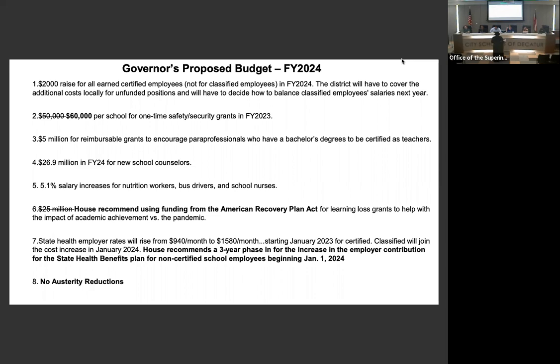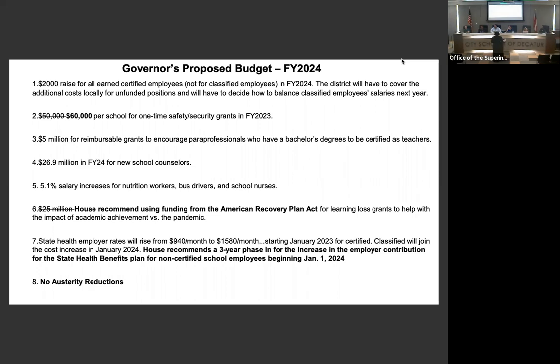$26.9 million have been allocated for new school counselors. School counselors will be fully funded at a ratio of 1 to 450. 5.1% salary increases for nutrition workers, bus drivers, and school nurses. $25 million for learning loss grants was initially proposed by the governor, and the House is recommending that schools use their funds from the American Rescue Plan Act.